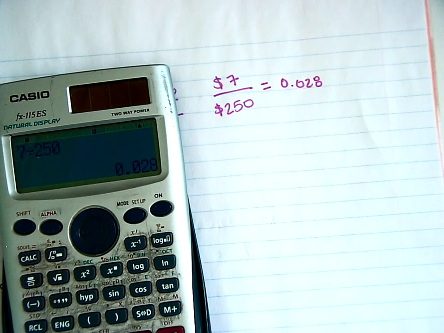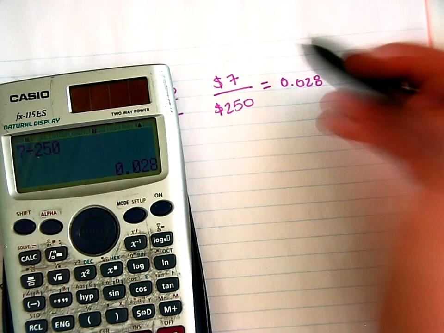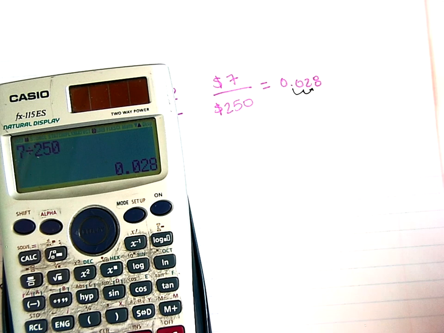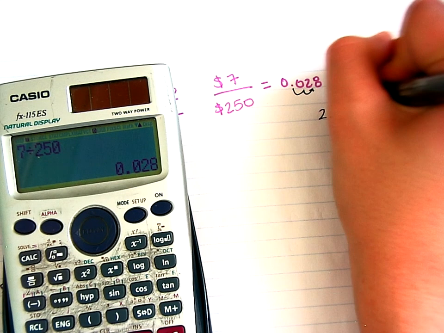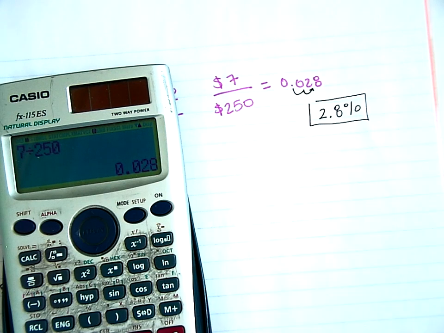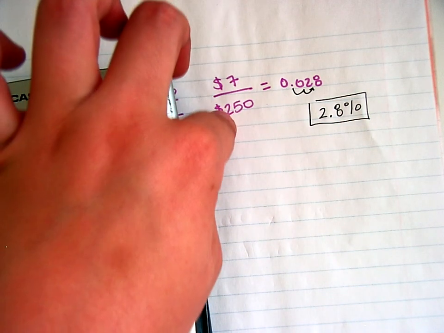Now that's not a percent yet. We have a decimal. In order to make the decimal a percent, we take our decimal point and move it over 2 places. So my final answer is 2.8%. So $7 is 2.8% of $250.